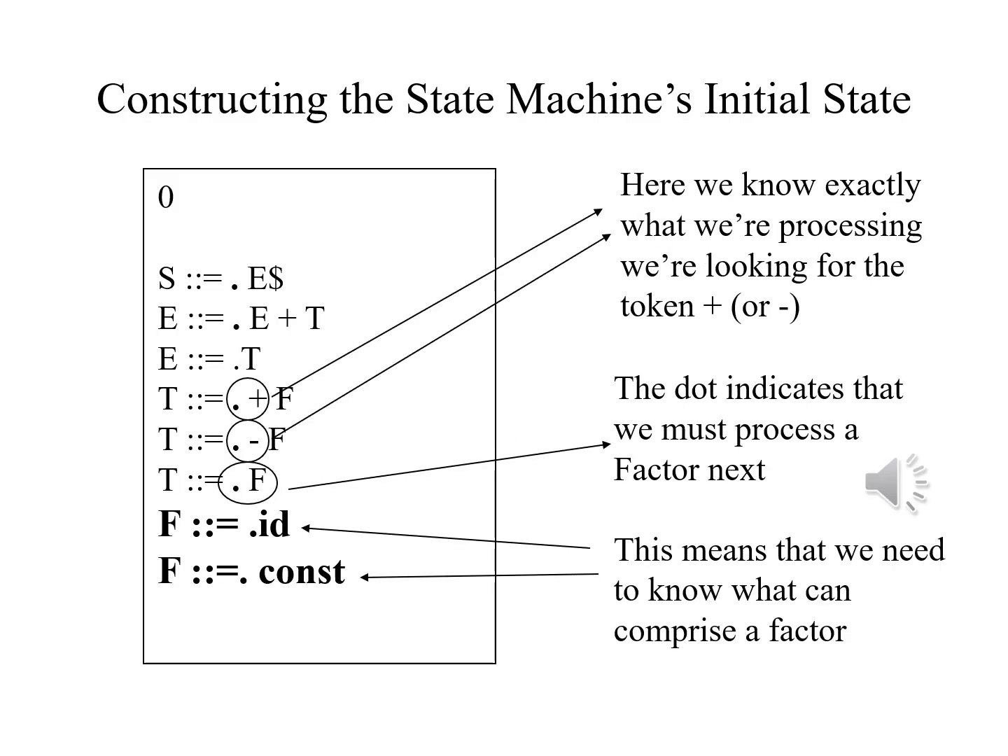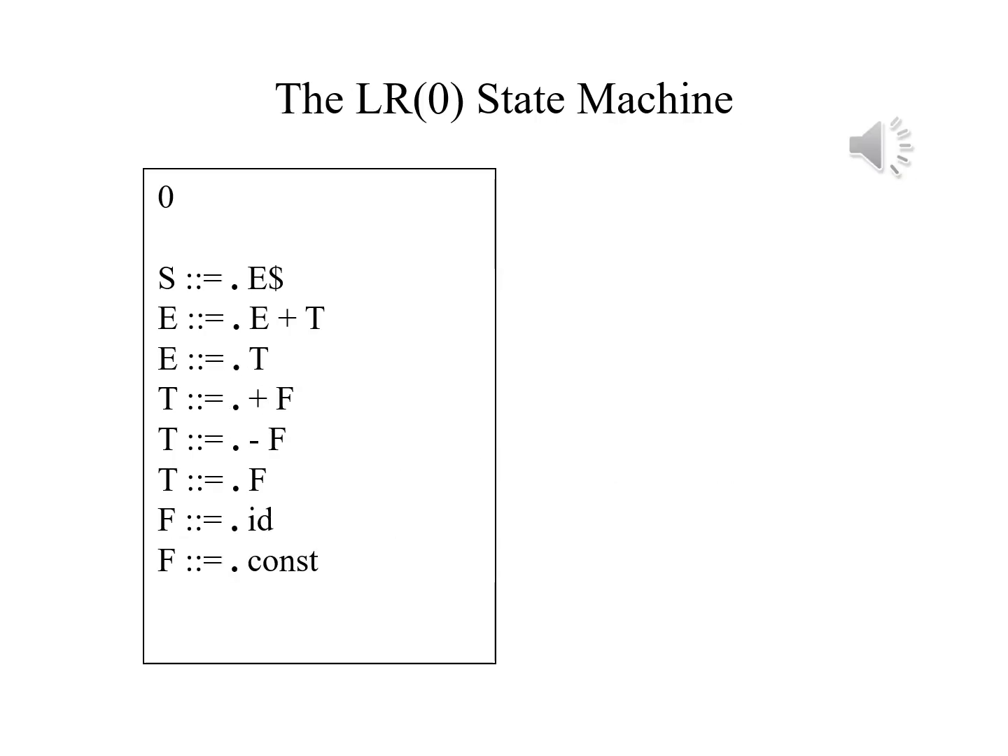T derives dot plus F, T derives dot minus F does not require any additional items because the dot is immediately before a token terminal, and I already know what I need to get past that. But F is a different story, and for that reason, I'm going to have F derives dot identifier and F derives dot constant. I have initial items for every instance where the dot is immediately before a non-terminal. So at this point, I now have state 0 for the LR0 state machine.